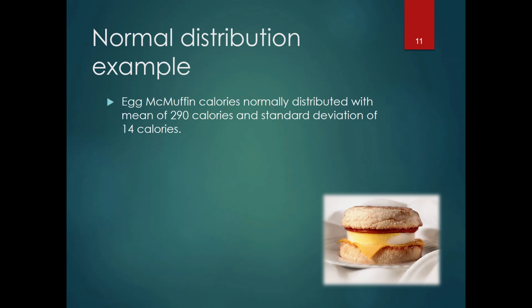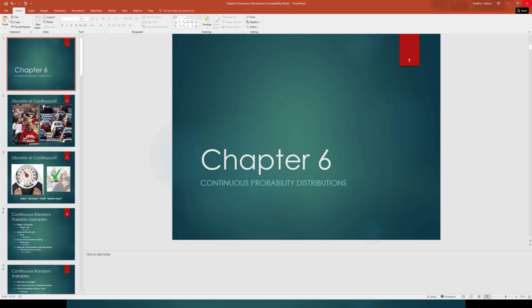Okay, so let's jump into an example. Let's say Egg McMuffin calories is a normal distribution with a mean of 290 calories and a standard deviation of 14. What is the probability that an Egg McMuffin has less than 300 calories? So I'm going to go to Excel and use the normal distribution function.